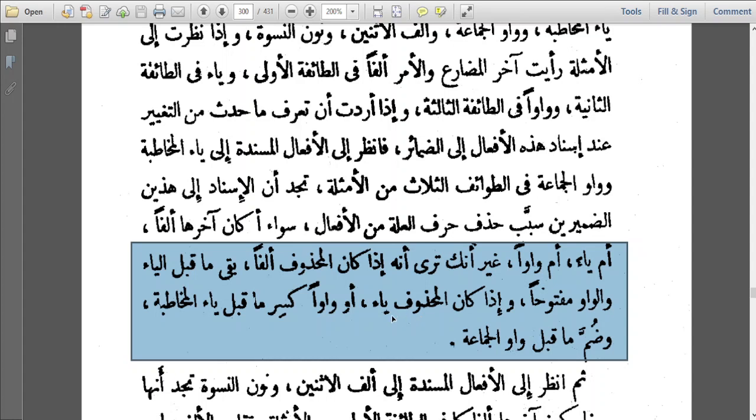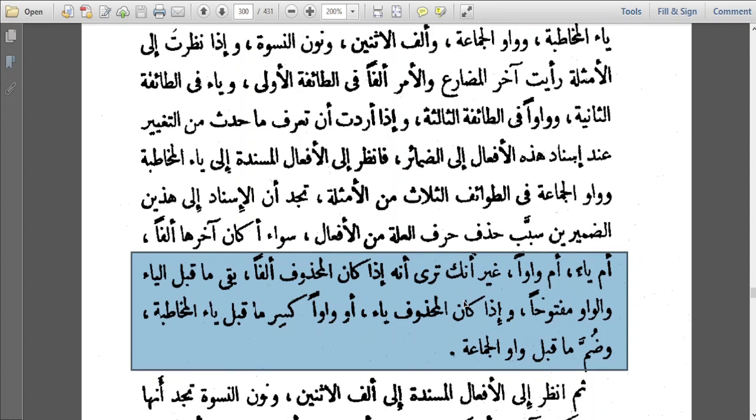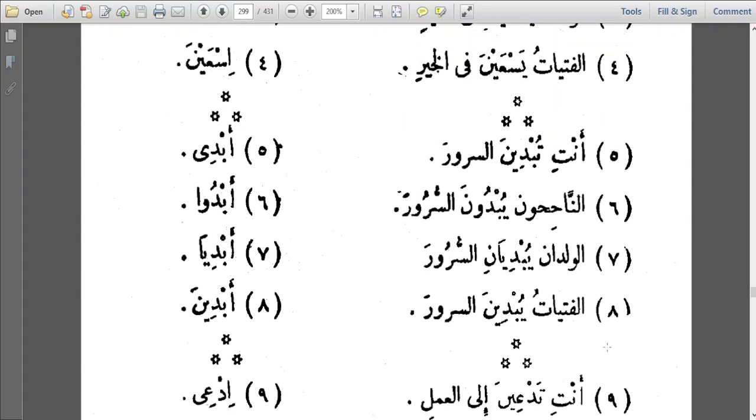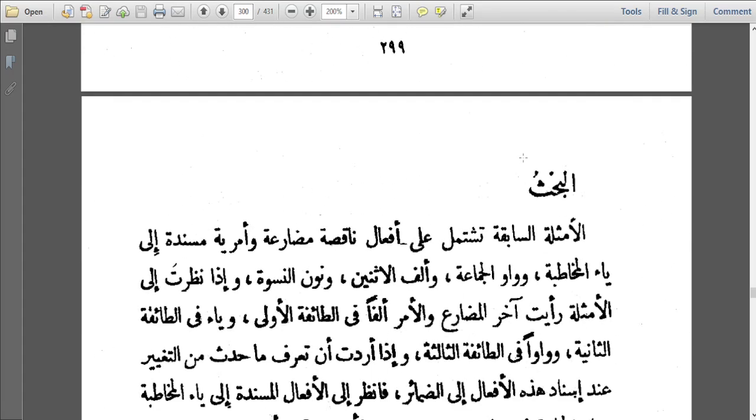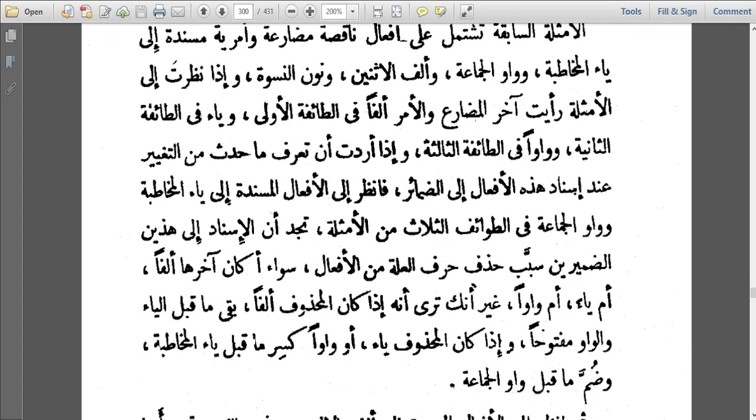It says wa iza kana al-mahzuf ya aw wa kusira ma qabla ya al-mukhataba wa dhamma ma qabla waw al-jama'a. So we are looking at the second category. We are looking at here this portion. Let's pay attention to this verb, because what we've omitted is yai. Okay, what we've omitted here is yai, taking you back to the qaida. Pay attention to this portion, very sensitive. إذا كان المحذوف يا, mahzuf here referring to the verb if the verb ends with yai.